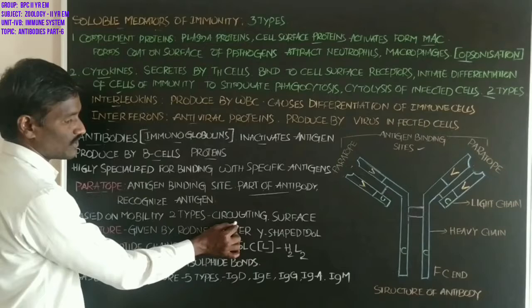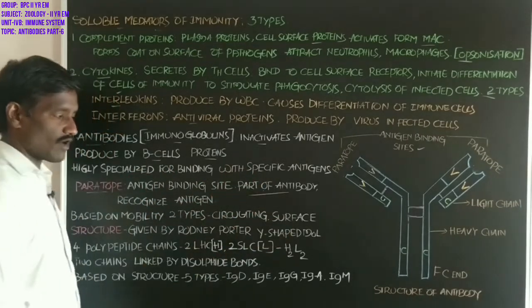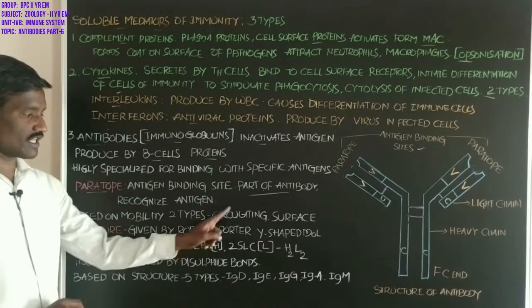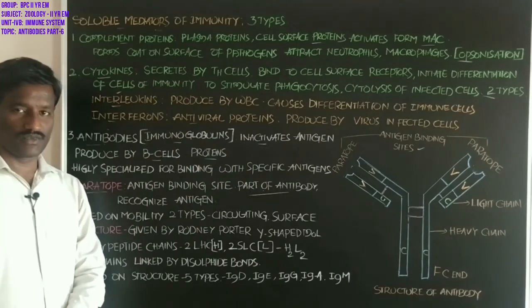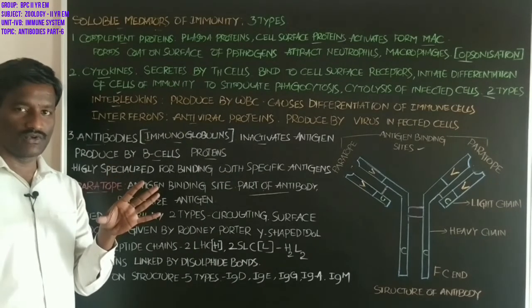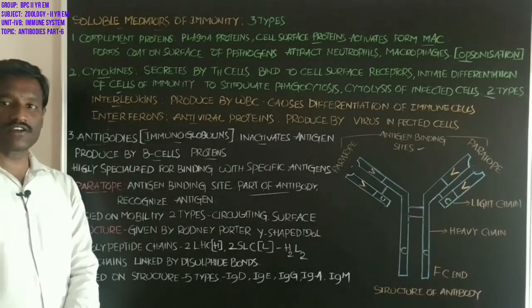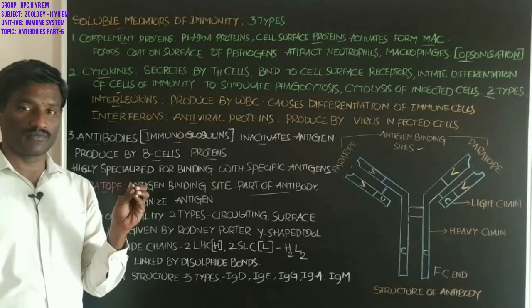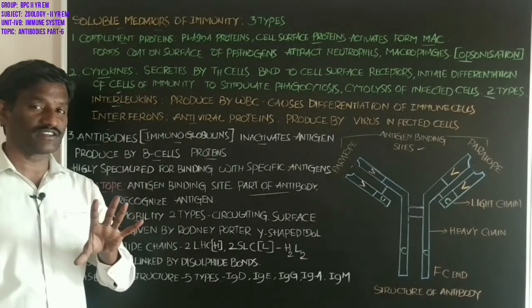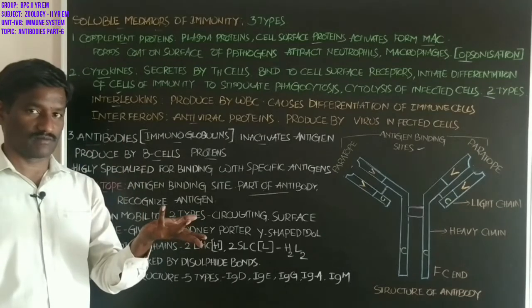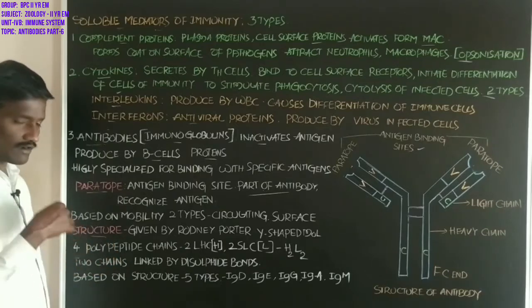One is circulating antibodies and the second one is surface antibodies. Circulating antibodies freely circulate in the body fluids, in the lymph, in the blood. Next, surface antibodies. These surface antibodies are attached to the cell membrane of the B lymphocytes and the memory cells. Next, the structure. What about the structure of the antibody?